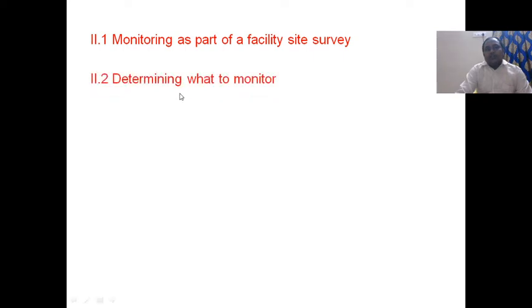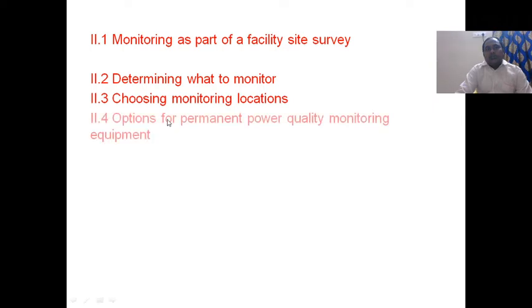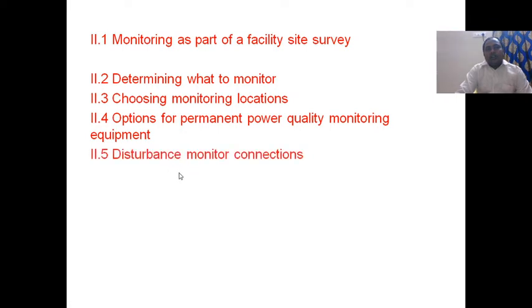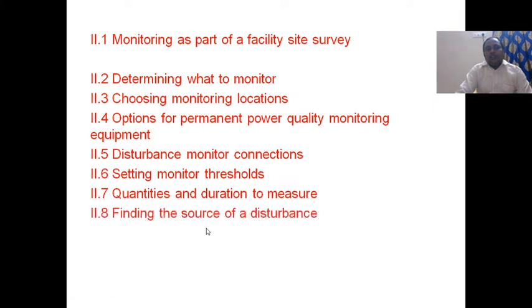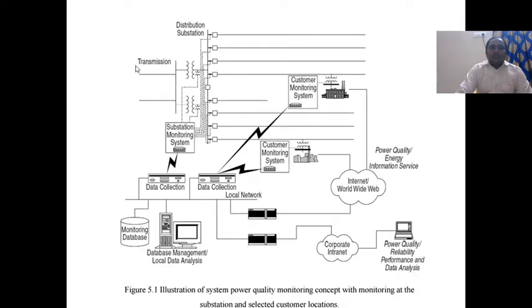Determine what to monitor. Choosing monitoring locations. Options for permanent power quality monitoring equipment. Disturbance monitor connections. Setting monitor thresholds. Quantities and duration to measure, finding the source of a disturbance. These are the steps. So please see this diagram.